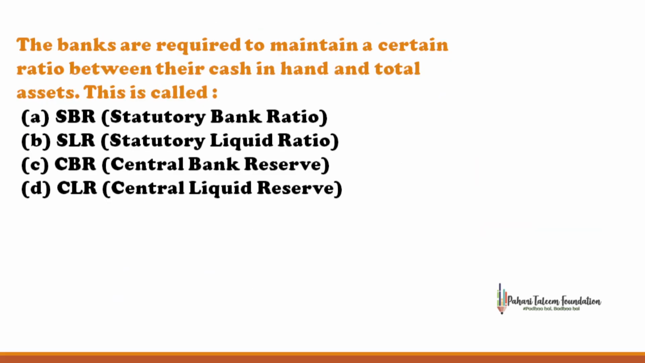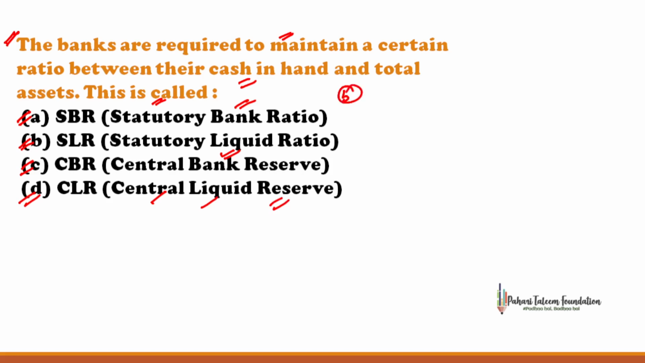The next question on your screen is, the banks are required to maintain a certain ratio between their cash in hand and total assets. This is called as. The options are: option A, SBR, statutory bank ratio; option B, SLR, statutory liquid ratio; option C, CBR, central bank reserve; and option D, CLR, central liquid reserve. So the right answer for this question is option B.